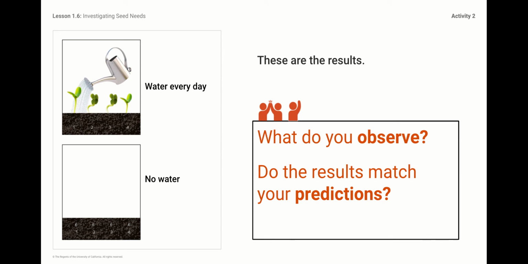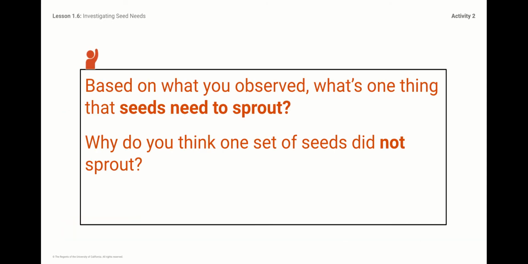And these are the results. The same samples of the same seeds. But again, if you look at the top picture, they were watered every day. And at the bottom picture, no water. So of course you knew the seeds that get the water, they are going to sprout. So what did you observe? Do the results match your prediction? Yes or no is good enough to answer here. So of course you're going to stop and jot and tell us what you think.